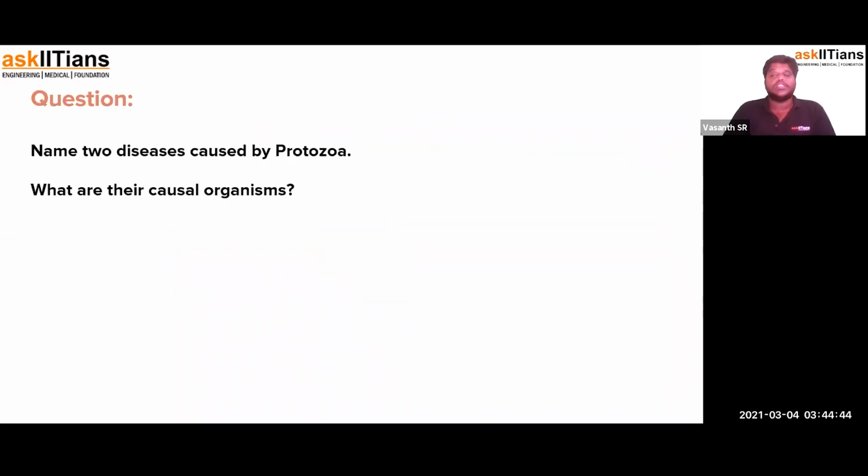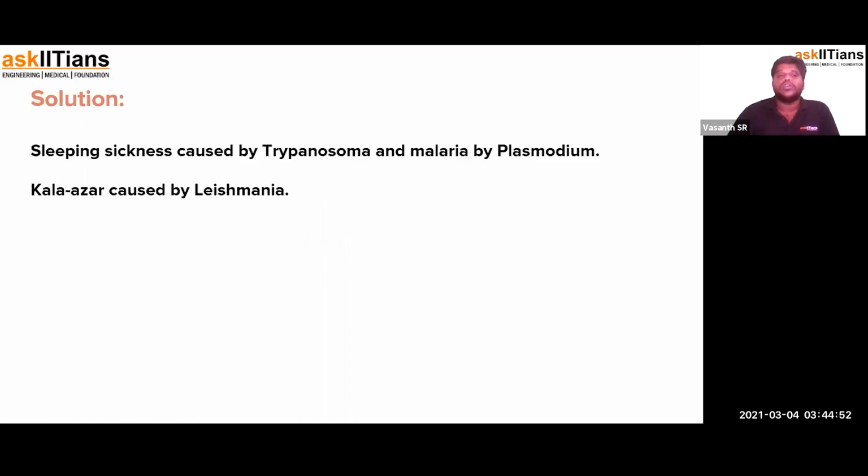So we have a few questions. Let's go through them. Name two diseases that are caused by protozoa, and what are their causal organisms? Sleeping sickness is caused by African trypanosoma, malaria is caused by plasmodium, and kala-azar is caused by leishmania, or the condition is called leishmaniasis. These are the examples that you can write. Please remember this.